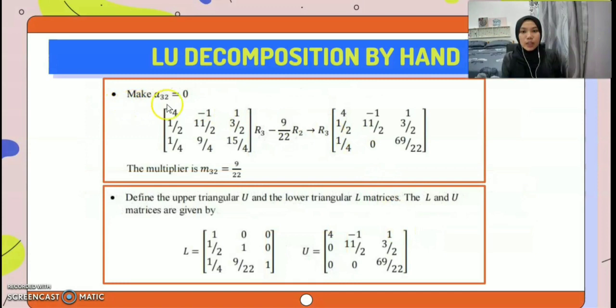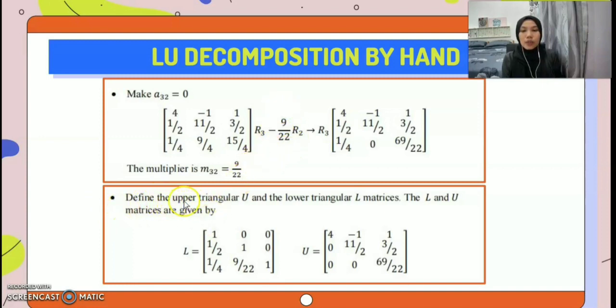Next, we need to make A32 equal to 0. So we need to perform the elementary row operation for row 3: row 3 minus 9 over 22 row 2, and we will get the new row 3. In the new row 3, A32 is equal to 0. And same as before, the multiplier M32 is 9 over 22.